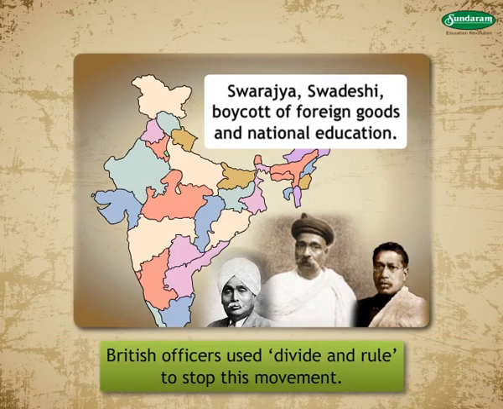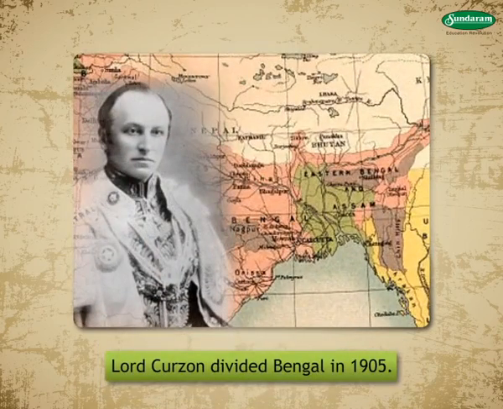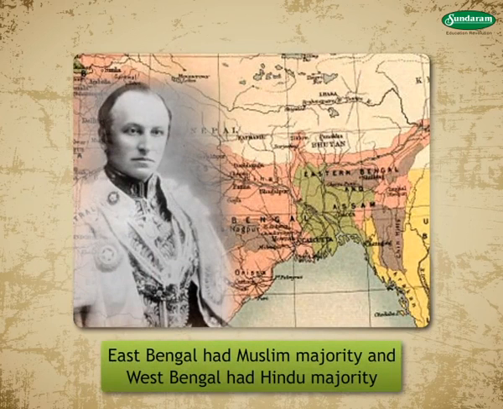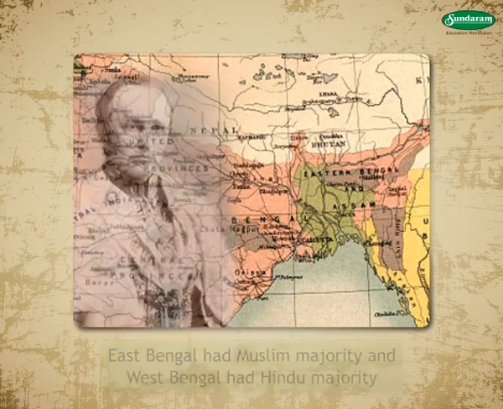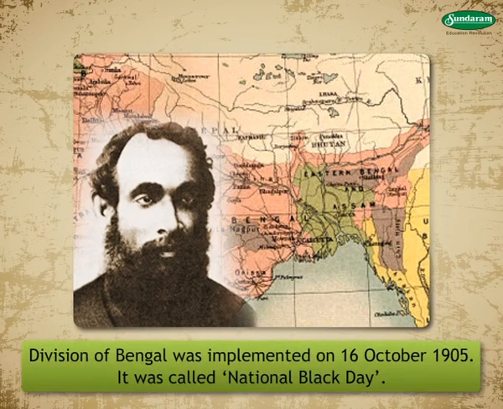British officers used divide and rule to stop this movement. Lord Curzon divided Bengal in 1905. East Bengal had a Muslim majority and West Bengal had a Hindu majority. To oppose Bengal's division, the Vanga Bhanga movement was led by Surendranath Banerjee. Division of Bengal was implemented on 16th October 1905. It was called National Black Day.